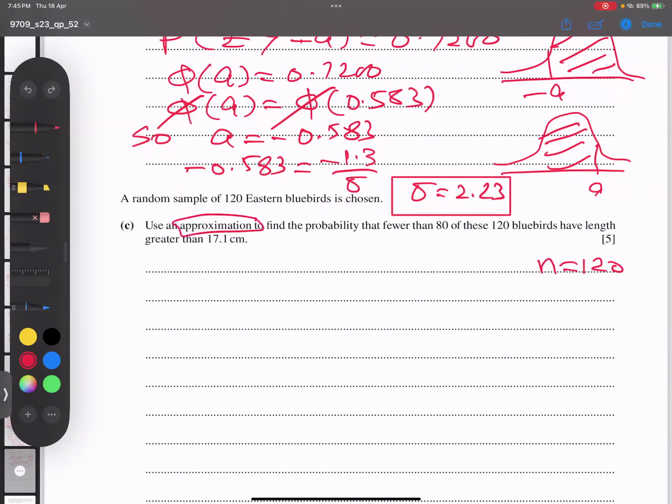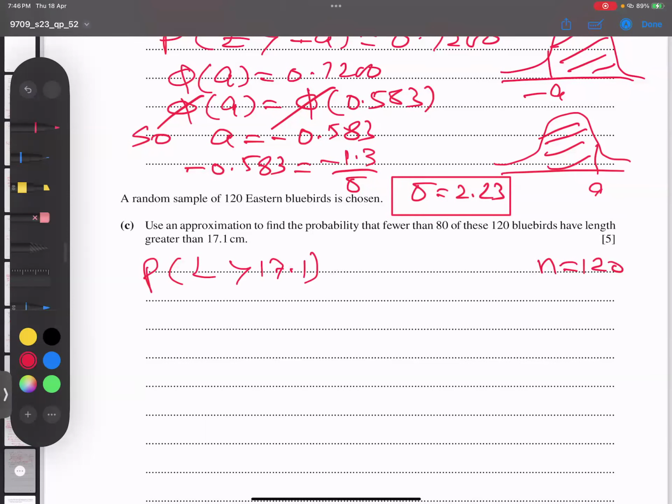So whenever approximation comes, we have to go for a new mean and new deviation. Fewer than 80 of these 120 bluebirds. That is the probability that fewer than 80 of 120 have length greater than 17.1. This 80 is our target to find.